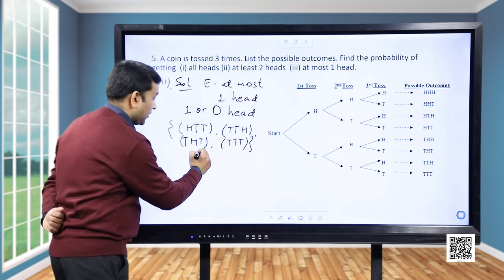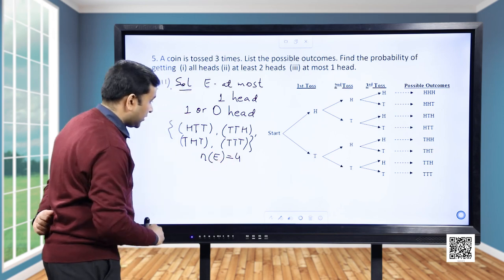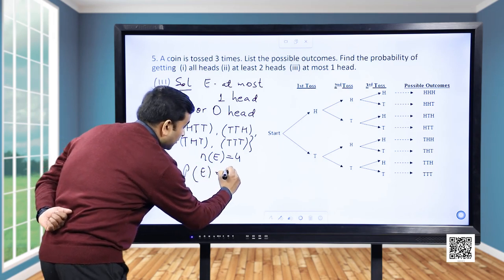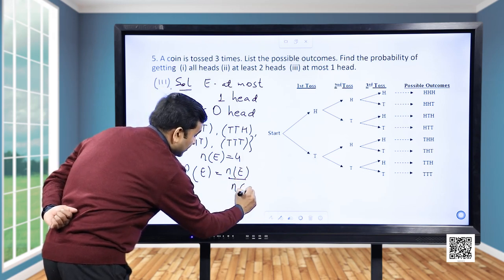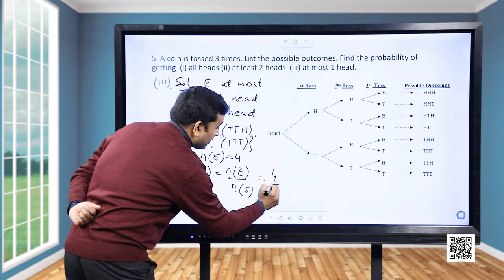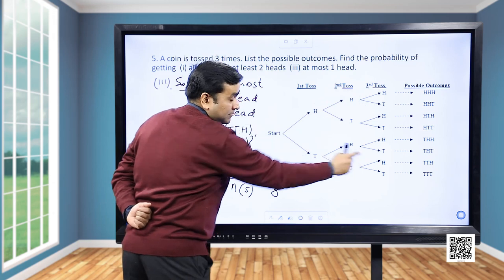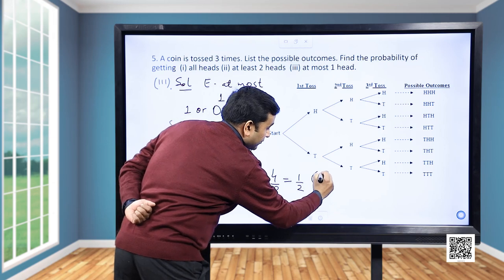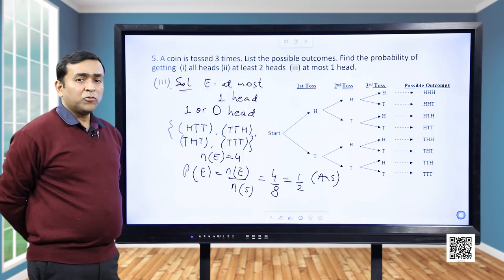Okay, so we have NE equal to 4. And the required probability, PE equal to NE upon NS, which is equal to 4 upon 8. Remember the all the possible outcomes as 8. You can count these. And this is equivalent to 1 by 2. Correct? Let us move to the next question.